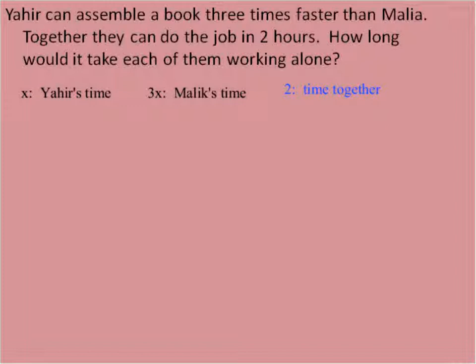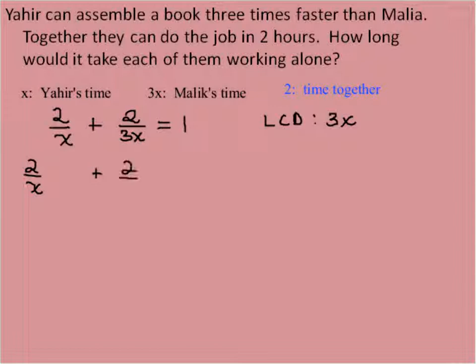So we're setting up the same thing again. As I said, these work the same. 2 over x plus 2 over 3x, time together over individual times, equal to 1. And then the least common denominator is 3x. So we multiply both by our 3x.